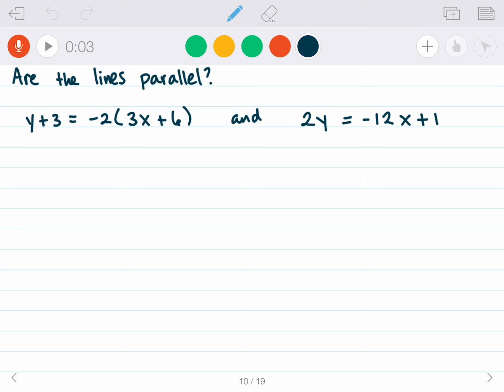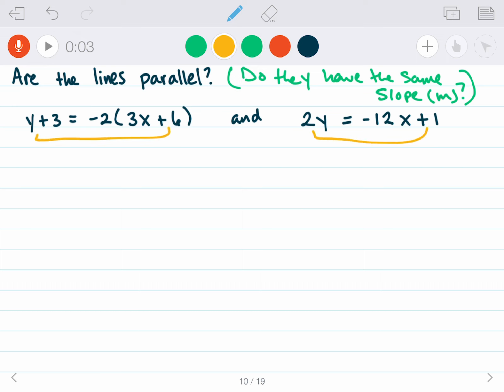Okay, so what about here? Are the lines parallel? Well, all we care about is, do they have the same slope? That's what that means. Do they have the same slope, or m? That's all that means. So let's go ahead and rearrange these so that we are in slope-intercept form, and then we can easily identify if they have the same slope.